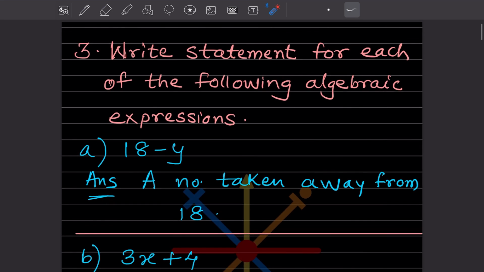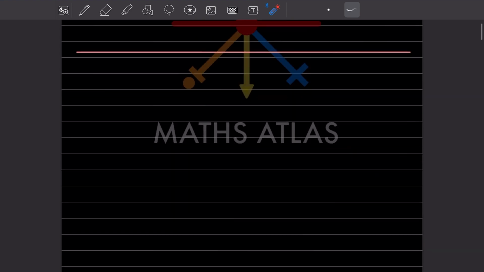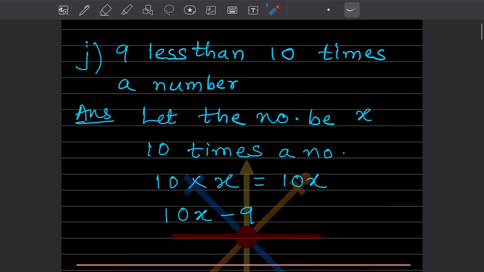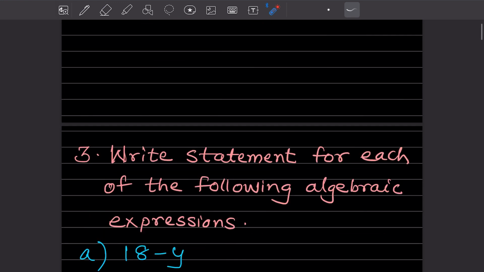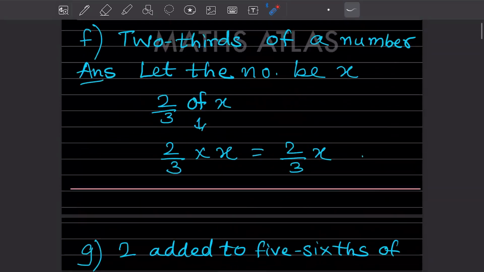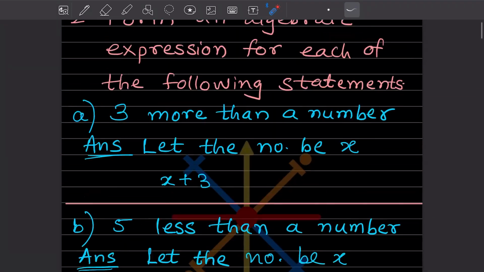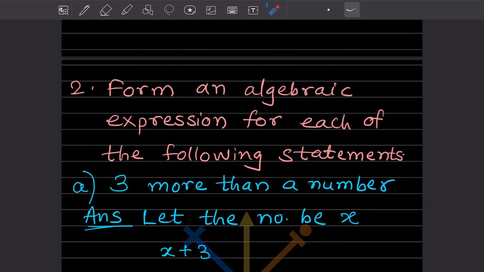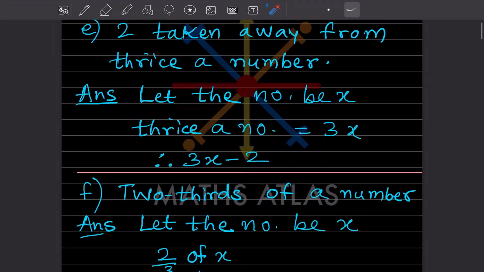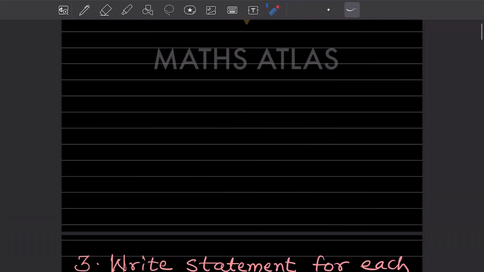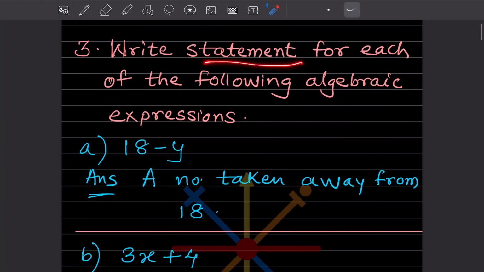Now they said write a statement for each of the following algebraic expressions. In the previous one, we had to write the algebraic expression from a statement. Now here, the question says you have to write the statement for each of the following algebraic expressions, the opposite of that one.